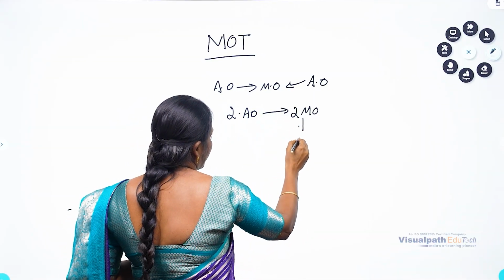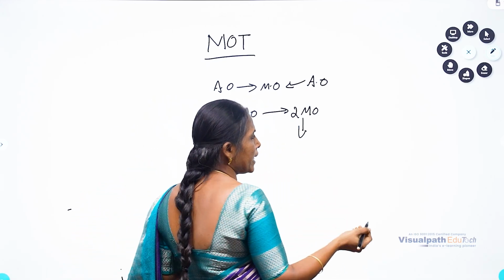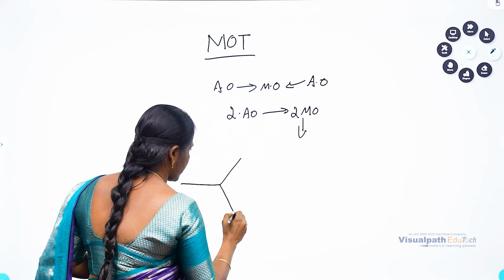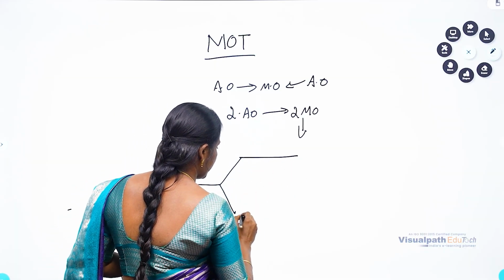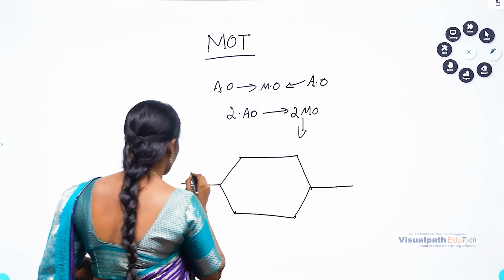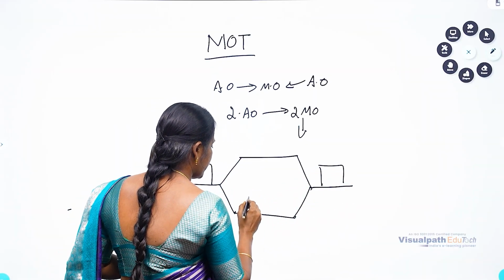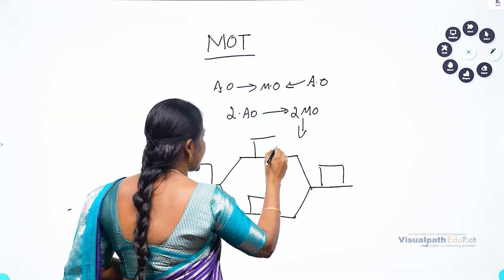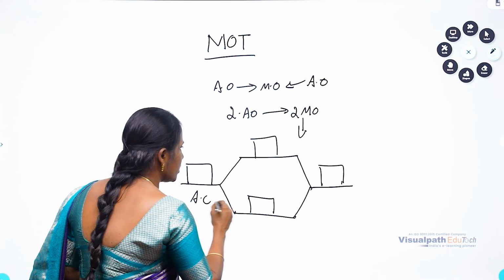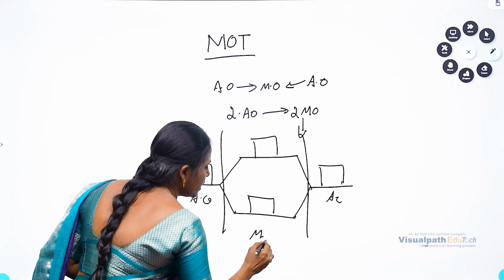These molecular orbitals can again be classified into two types. One is the bonding and another one is the anti-bonding. Okay, molecular orbitals. We see the skeleton diagram of this MOT. It is the skeleton diagram of the MOT diagram. Here these two are the atomic orbitals. This middle one is known as a molecular orbital.